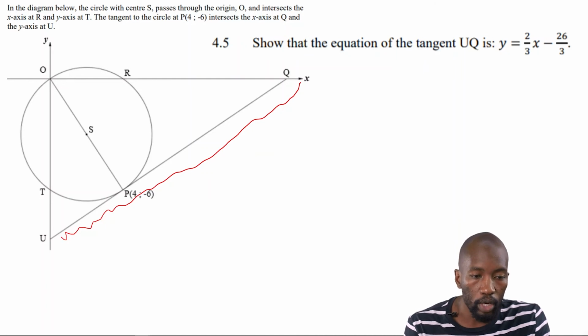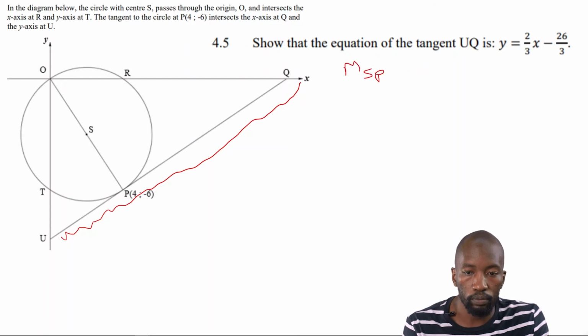Now let's see, right? We found the gradient of SP. We know that it's perpendicular to the tangent. So m of SP multiplied by m of UQ will be equal to minus 1.